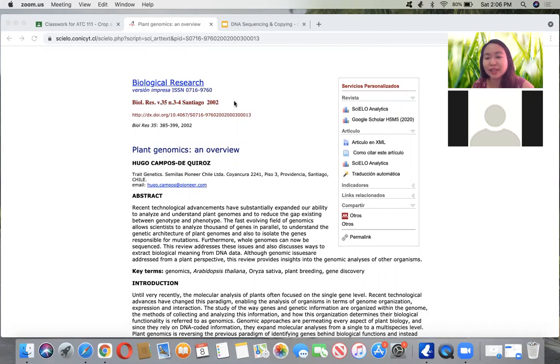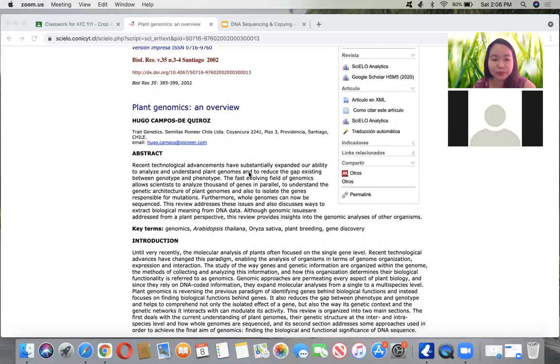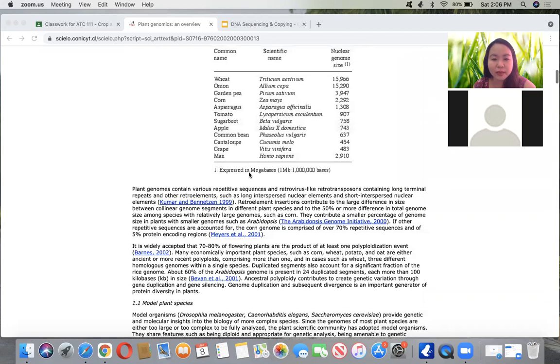Last time was a holiday, so we haven't talked about plant genomics, but I hope you have read in advance the overview, the link that I've sent to you. So, this one.